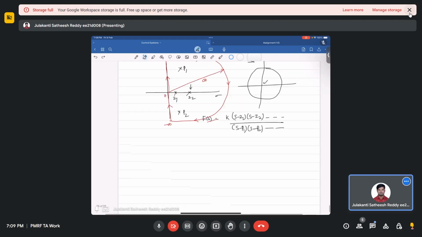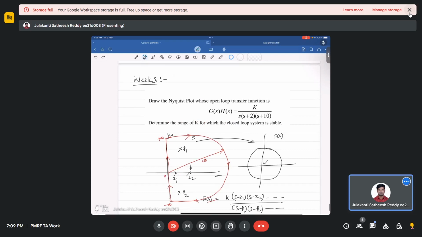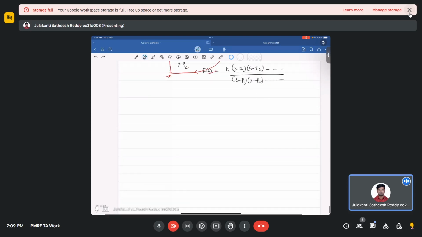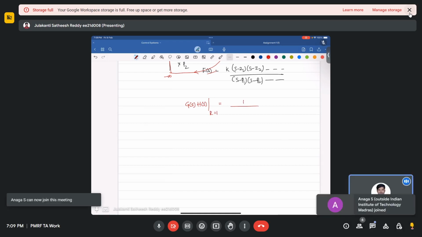Now I have given one question. It's like F of s. F of s is nothing but 1 plus G of s H of s, with G of s H of s equal to K by s into s plus 2 into s plus 10. First of all, you map this one. You map G of s H of s considering K equals 1. So 1 by s into s plus 2 into s plus 10.